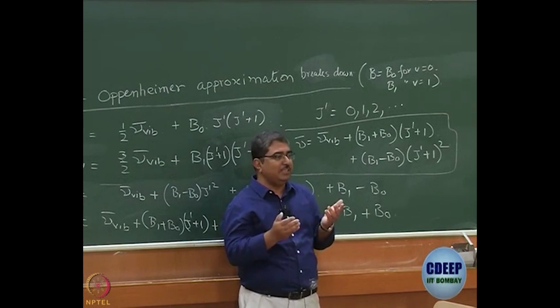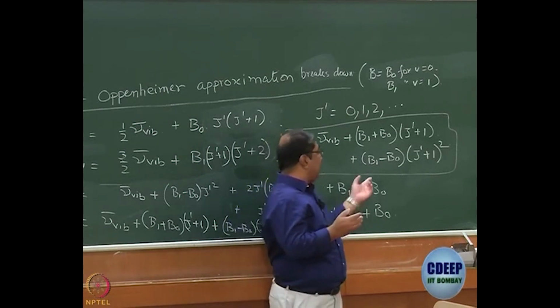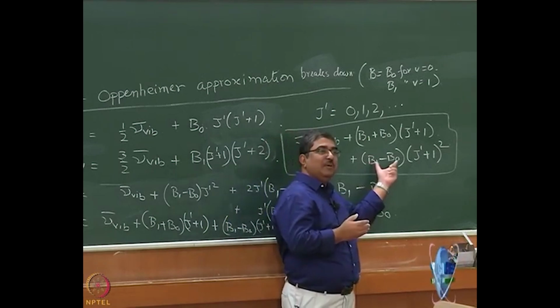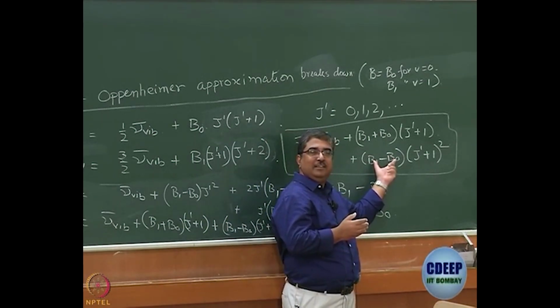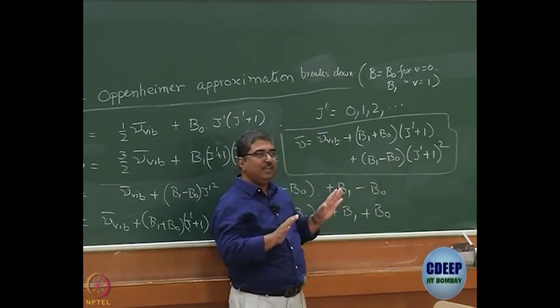Not equal, but close to each other, right? Close to each other, that is what you expect. So, in that case, this term is actually small, is it not? When does it become important? It becomes important for large values of J. Did I say all that a bit too quickly?